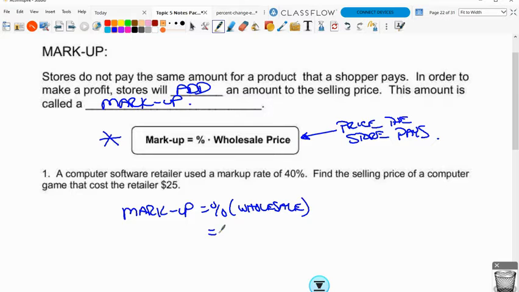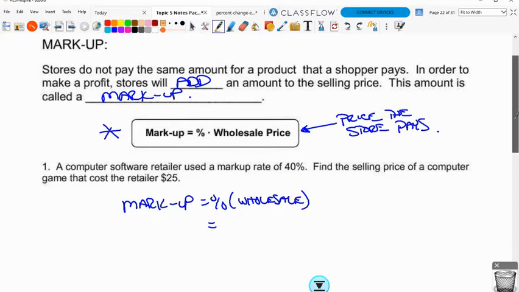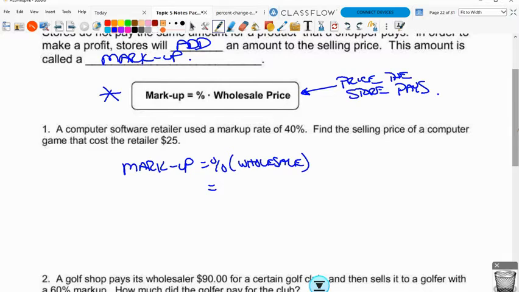Reading through, we can see the rate of markup that the store is using, 40%. Just like with the other equations that we've been working with, we have to take the percentage and turn it into a decimal first. 40% is equal to 4/10 or 40/100. They're the same thing. I'm going to use 4/10. And they tell us that that game cost the retailer $25. That's how much the store pays, so that's how much the wholesale price is.